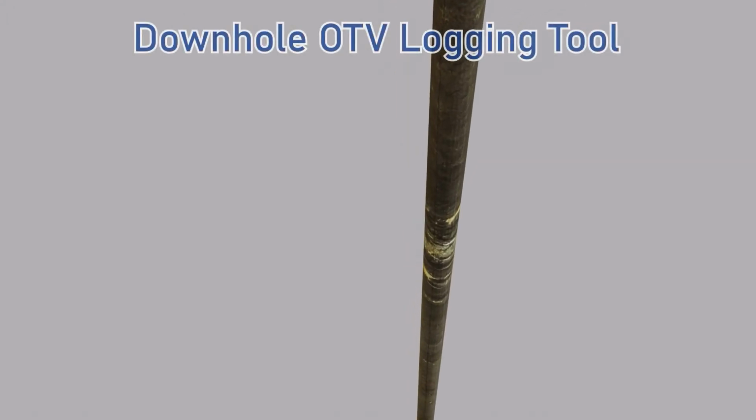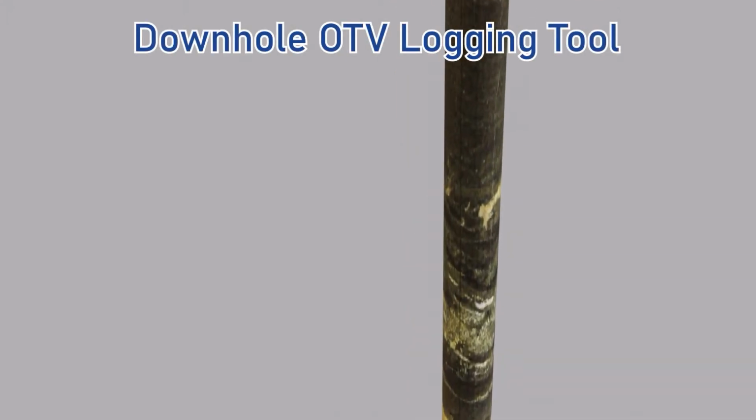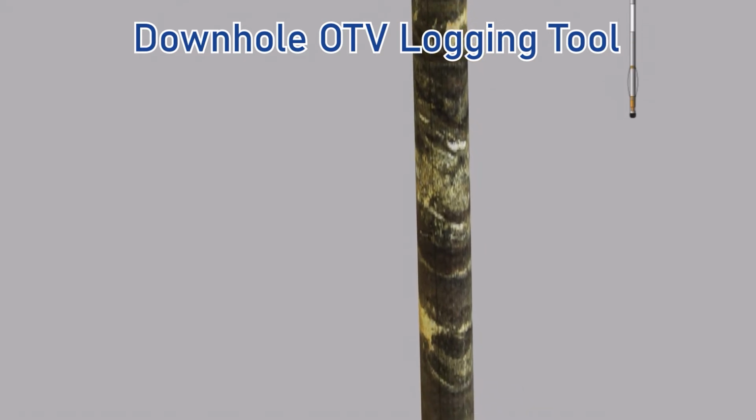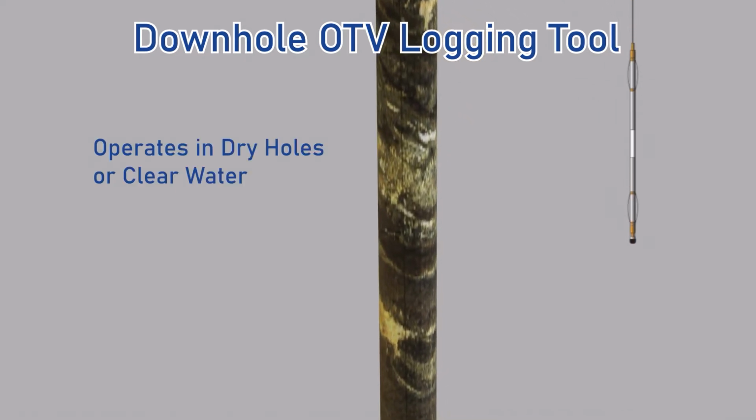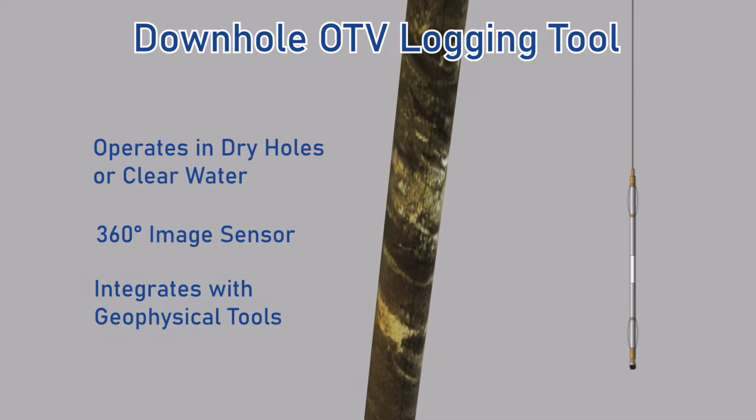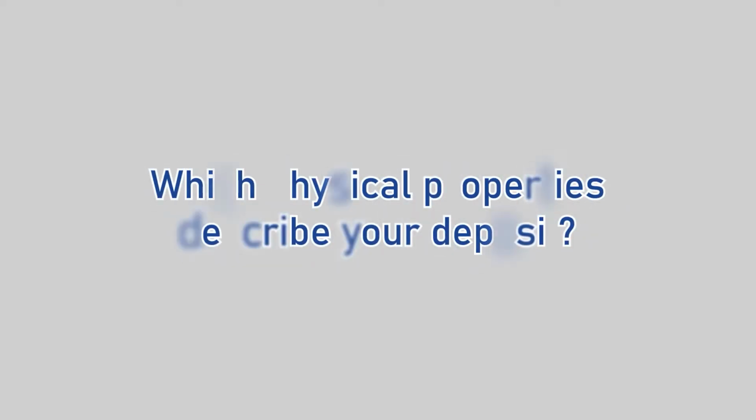The optical televiewer is a 360 degrees RGB line scanner that works with orientation sensors to generate a millimetre scale image of the drill hole wall. This image can be used for lithological and structural interpretation. Downhole physical property logging is similar to what can be measured on samples and on core. However, you get a continuous record down the hole.